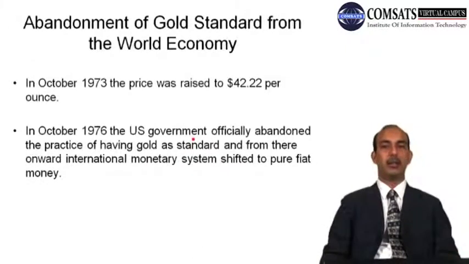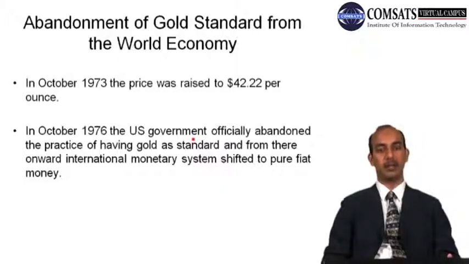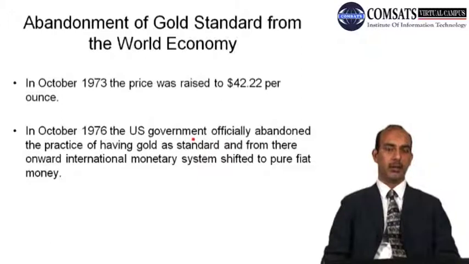And then in 1973, the price was raised to $42.22 per ounce. And in October 1976, the US government officially abandoned the practice of having gold as a standard, and from there onward, the international monetary system shifted to pure fiat money. So the last time gold was the standard was in 1976.